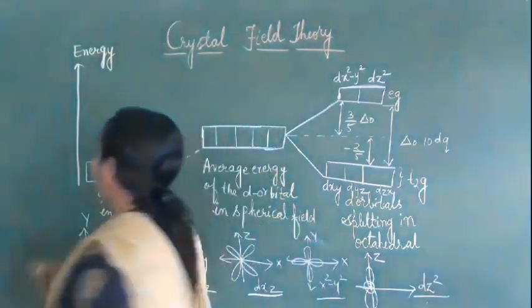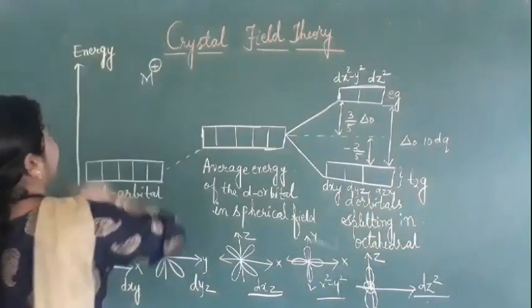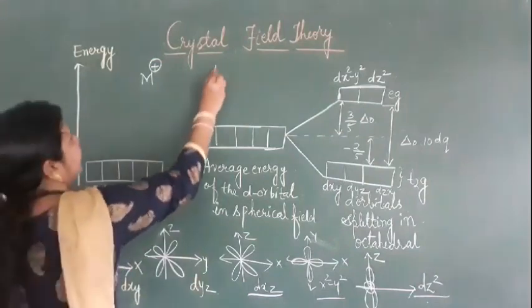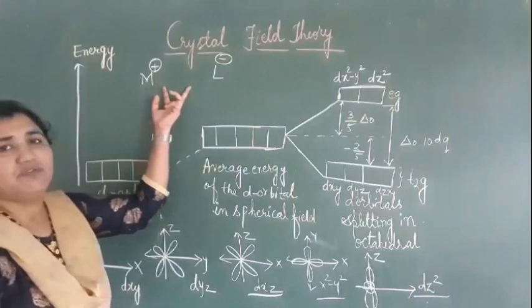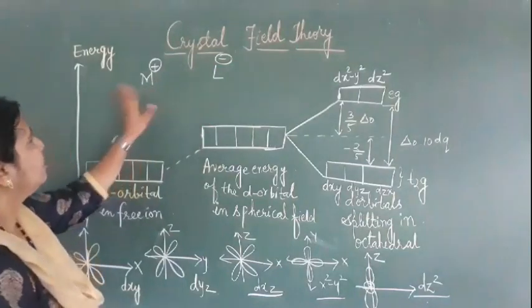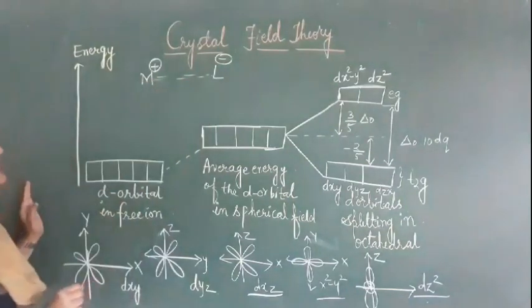So the metal will act as a cation, that is positive, and the ligand will act as an anion, and there will be an electrostatic force of attraction between metal and ligand. So this is an electrostatic force of attraction between metal and ligand.